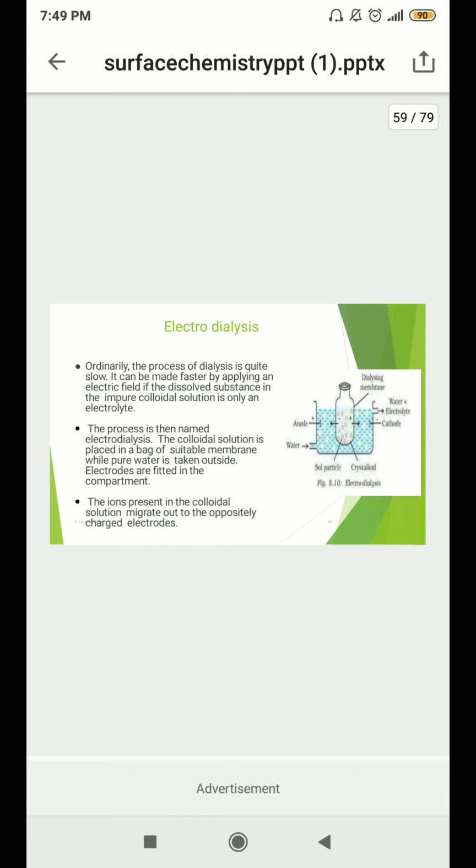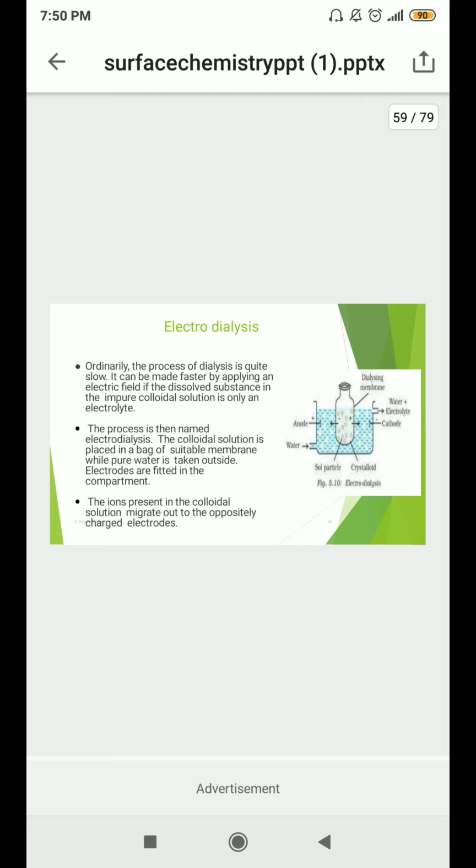It can be made faster by applying an electrical field if the dissolved substance in the impure colloidal solution is only an electrolyte. The process is then named electrodialysis. The colloidal solution is placed in a bag of a suitable membrane. Same thing again, there will be a dialysis membrane, the parchment membrane or bag. If the suitable membrane with pure water is taken outside, the ions present in the colloidal solution migrate out to the oppositely charged electrode. We always know that ions get attracted towards the oppositely charged electrodes.